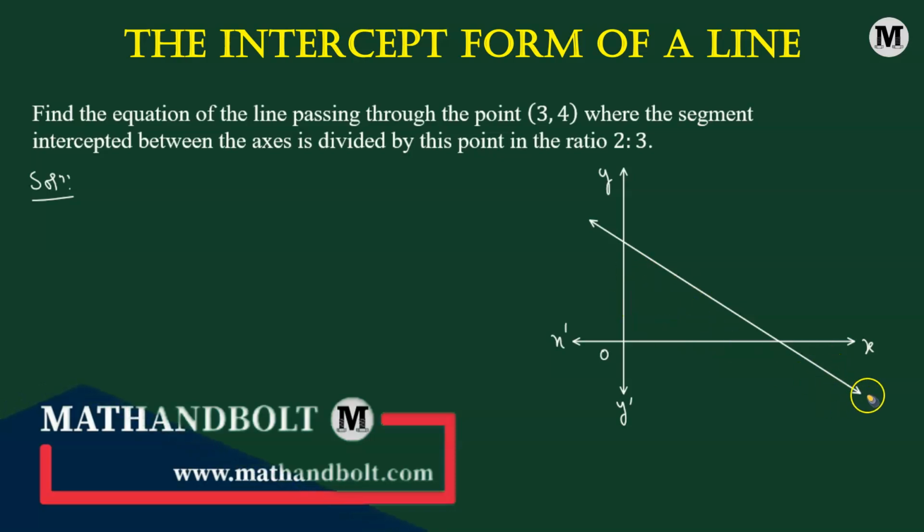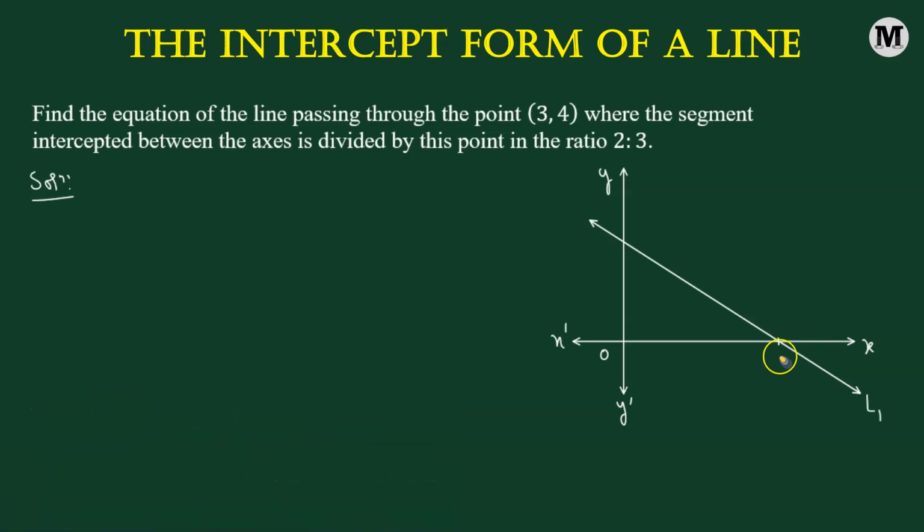So here we have a line denoted by L1, and the line L1 intersects the x-axis at the point A and the y-axis at the point B. Also, the line passes through the point (3, 4). We're going to name it as the point P(3, 4). And this point is such that it divides it into the ratio 2:3. So we'll suppose that P divides AB in the ratio 2:3. Using this information, our goal will be to determine the equation of the straight line.